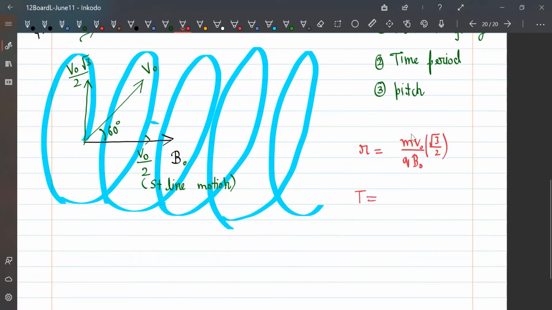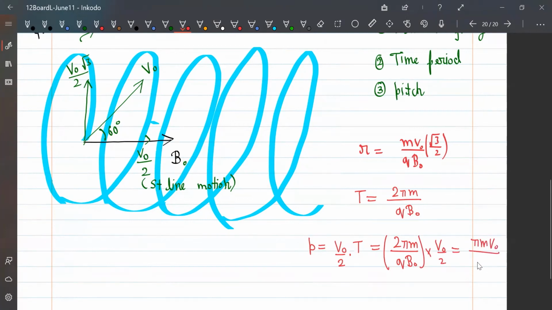Time period will depend on the same thing, same velocity. It is 2 pi r by this velocity, so 2 pi m by q B naught. And if you want to find the pitch, it will be the horizontal velocity into this time period. Horizontal velocity is v naught by 2 and time period is T. So 2 pi m by q B naught into v naught by 2. That will be pi m v naught by q B naught. That will be the pitch of the helix.